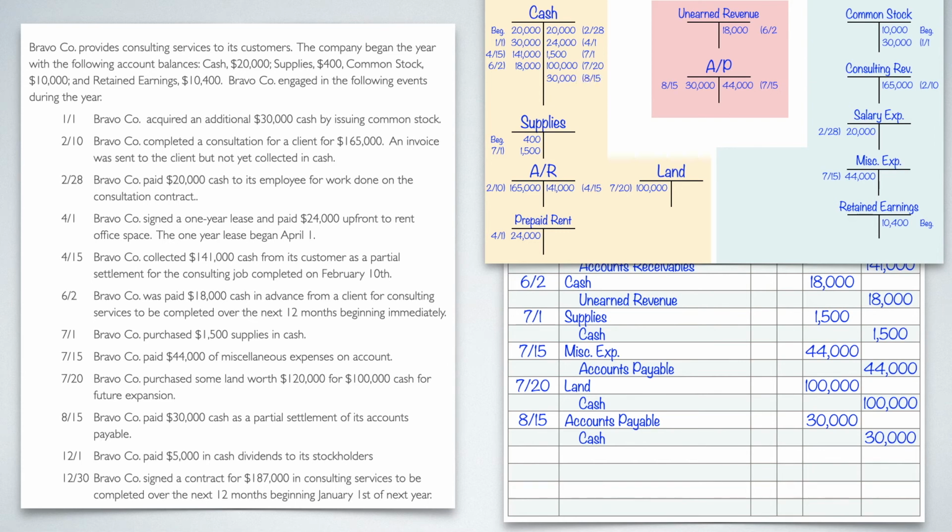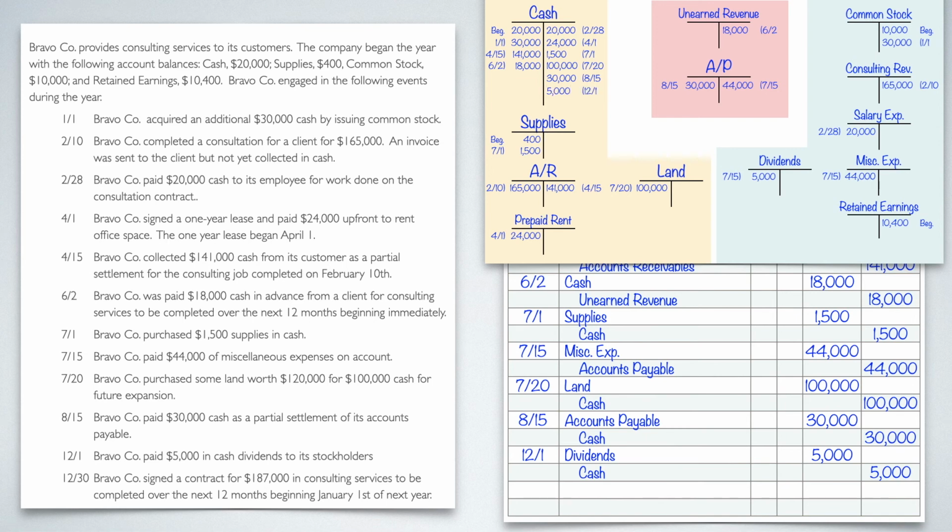All right, 12-1. Bravo Company paid $5,000 in cash dividends to its stockholders. So we've declared dividends, now we're paying them. Is cash being affected? Yes. What's happening to our cash? It's going down. I'm going to credit cash for $5,000. Again, 12-1. And then what's the other side to it? What's the debit? This is going to be dividends because, again, it tells us dividends, for 5,000. I need to create a dividends T-table. So dividends T-table, 5,000 on the debit side, and then I'm going to credit cash T-table for the same 5,000.